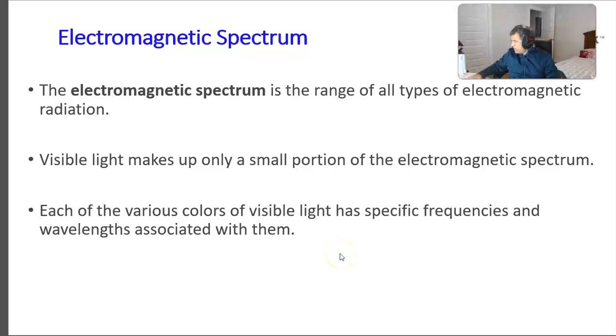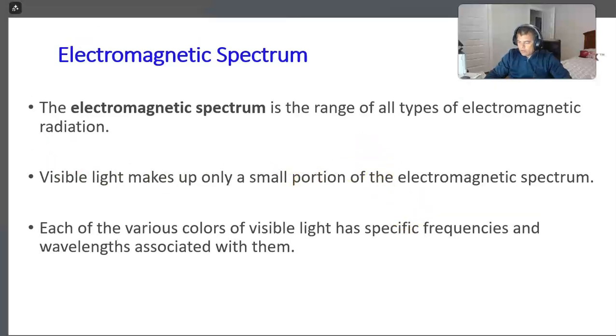Okay, so far we have done the electromagnetic spectrum, right? And the electromagnetic spectrum is the whole spectrum of the electromagnetic wave. Visible light makes a small portion of that electromagnetic spectrum, because you see that the visible light is in a small range, and lots of other wavelengths and frequencies belong to something other than the visible light.